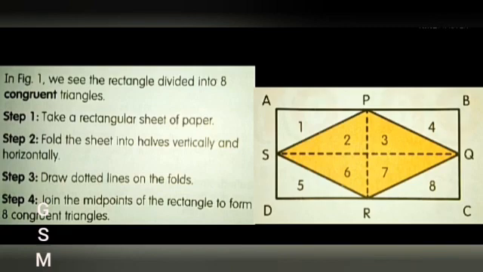Step 1. Take a rectangular sheet of paper. Step 2. Fold the sheet into halves vertically and horizontally. Step 3. Draw dotted lines on the folds. Step 4. Join the midpoints of the rectangle to form 8 congruent triangles.